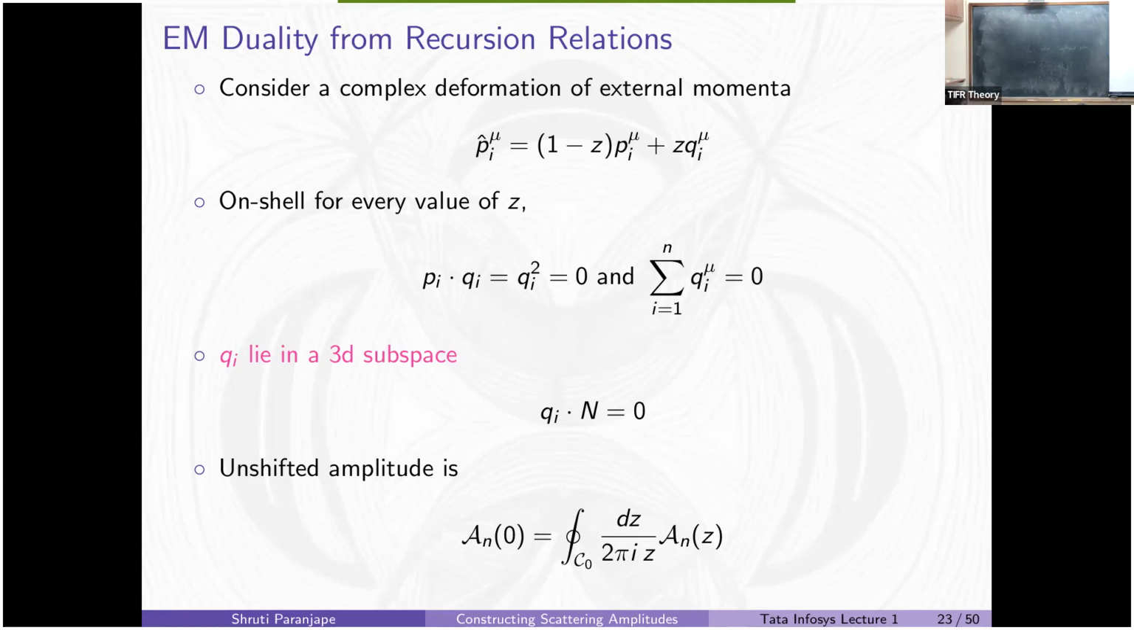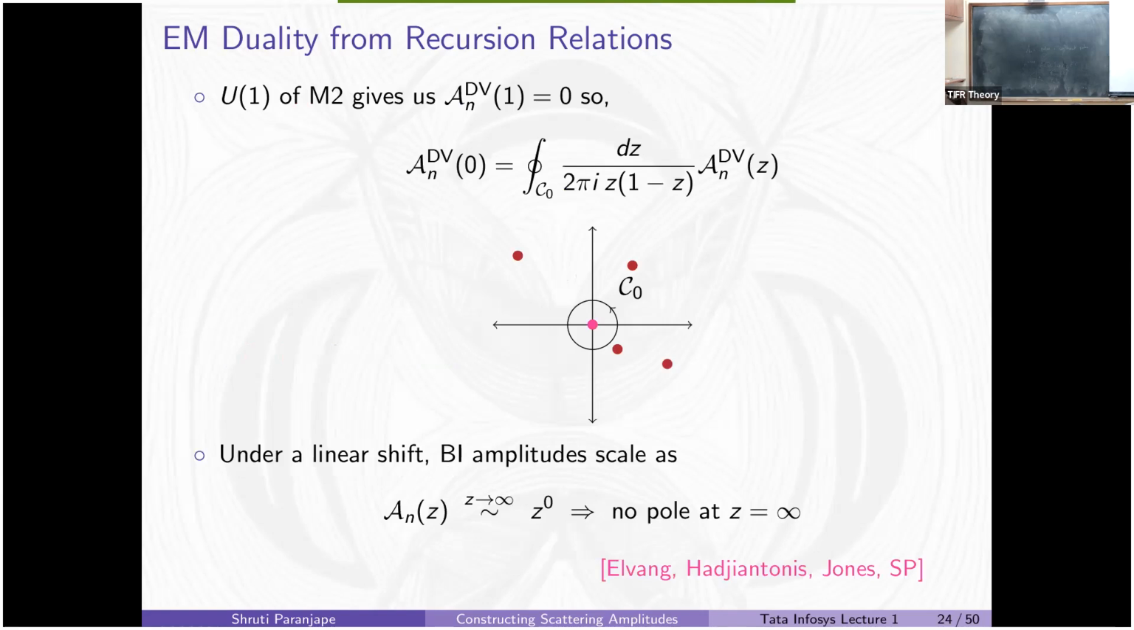Okay, so the unshifted amplitude, as I said, is the first special point, which is z equals 0. So you know what it is. This is just a regular contour integral, with the contour around 0. But we can do something else: we can also add this. We want this additional 1 minus z in the denominator. This doesn't introduce a pole because at z equals 1, the amplitude vanishes for a duality-violating amplitude. So now you know that the 4-dimensional duality-violating amplitude is given by this contour integral.